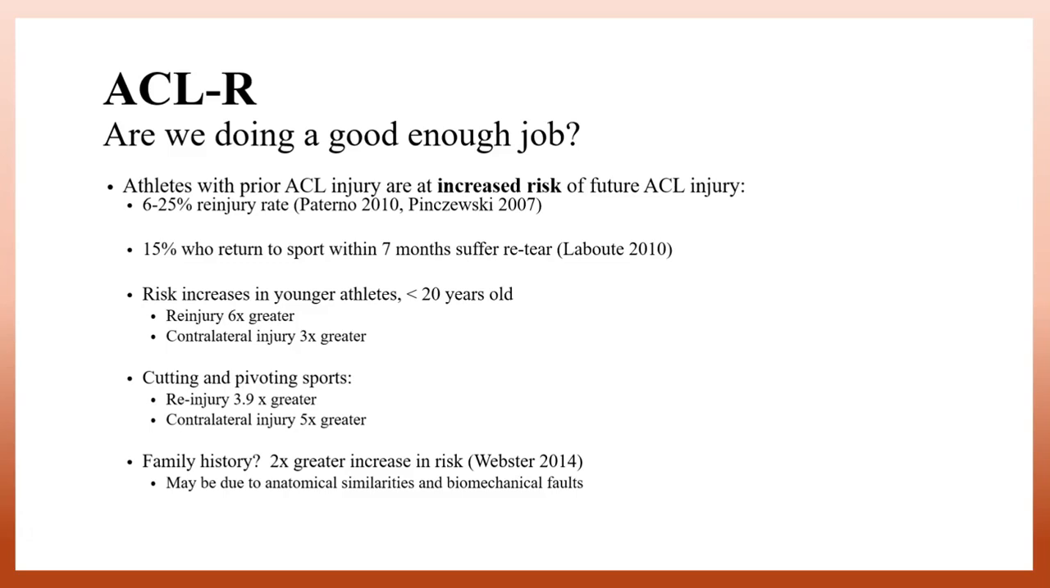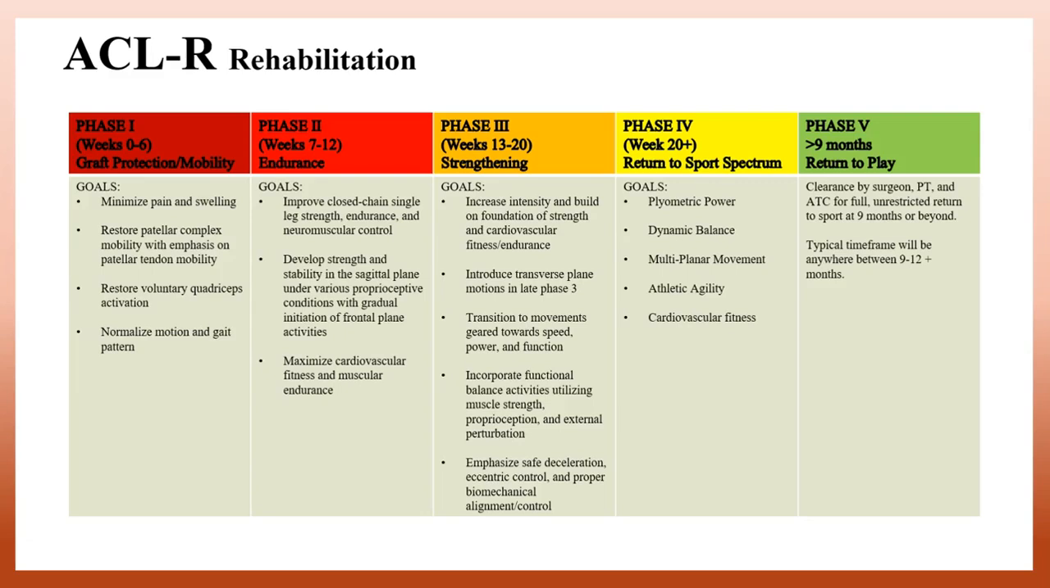Risk increases in younger athletes that are less than 20 years old. Re-injury is up to 6 times greater than someone who wasn't injured, and then contralateral injury is 3 times greater, so they may be favoring and injure their other side. Cutting and pivoting sports, 4 times greater. Contralateral injuries, 5 times greater in those sports. If there's a family history, you have a 2 times greater increased risk. This may be due to anatomical similarities and biomechanical faults based on physiology and genetics.